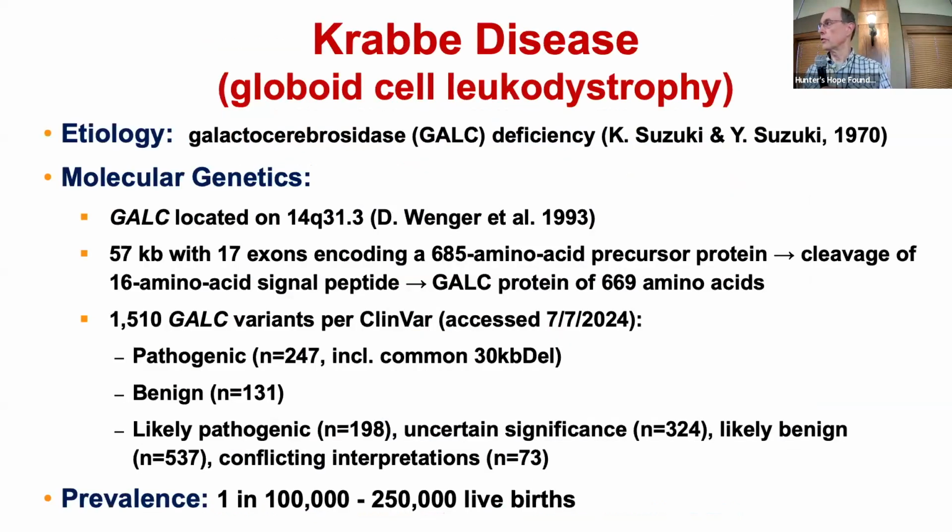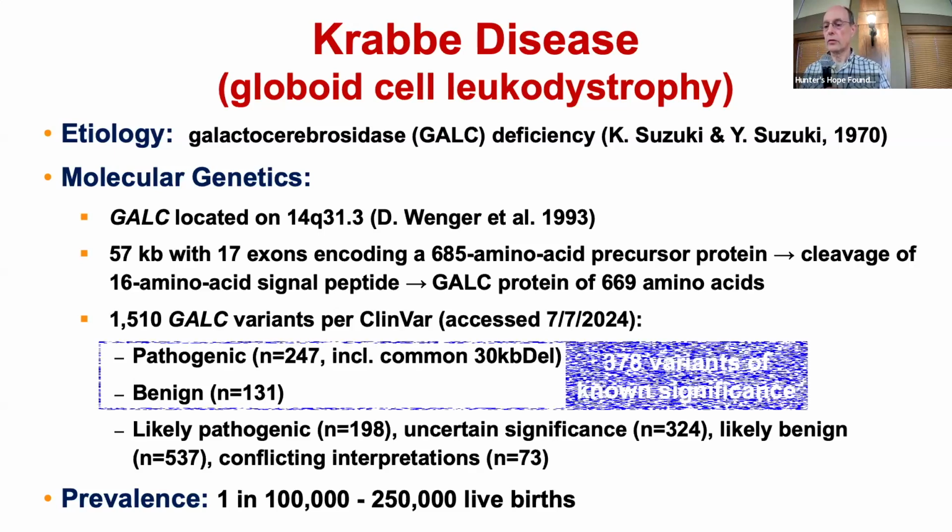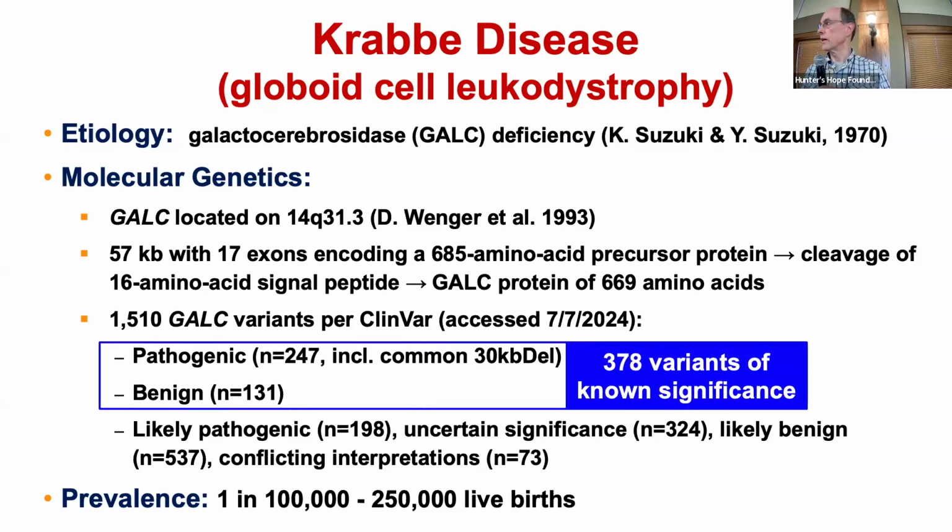Now, again, why do we have these false positives? The enzyme that's defective in Krabbe disease, galactocerebrosidase, was first identified in 1970, and that allowed us to establish an enzyme assay. Then in 1993, Dr. Wenger found the GALC gene that codes for galactocerebrosidase and described it. If you look currently in ClinVar, an online database of variants, you will find more than 1,500 variants listed. Of those, 247 are known to be pathogenic, so they cause disease, and 131 are benign. So that's about 378 variants where we know what they actually do.